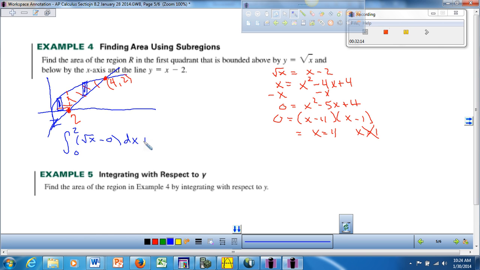There's that one, plus the integral from 2 to 4 of square root of x minus the quantity. Very common error. People forget that parenthesis. The quantity x minus 2 dx. Go on your calculator. Get me an answer, please.